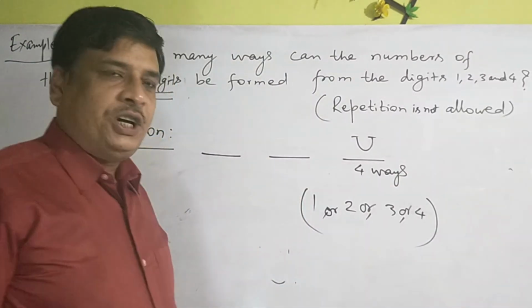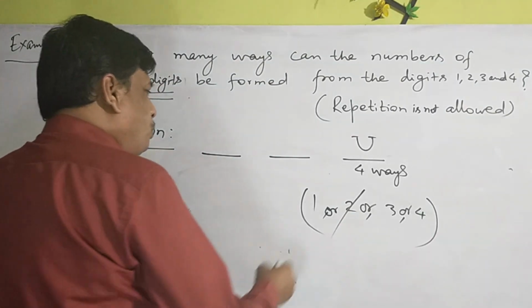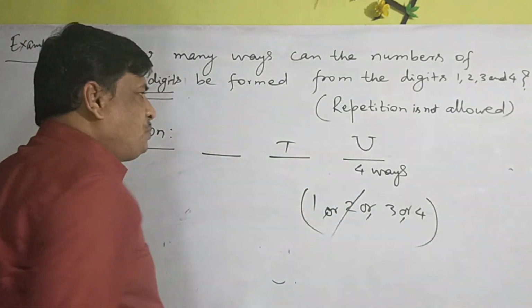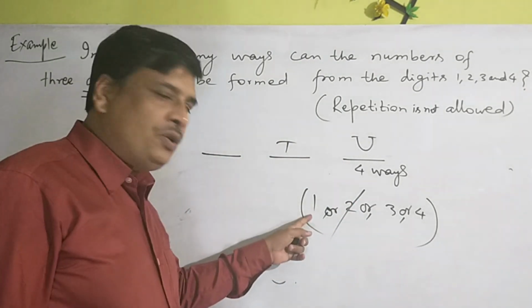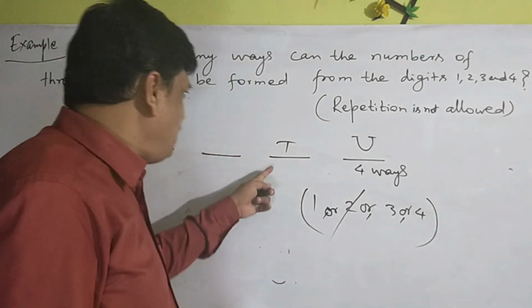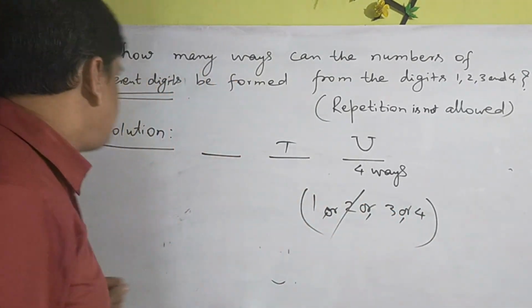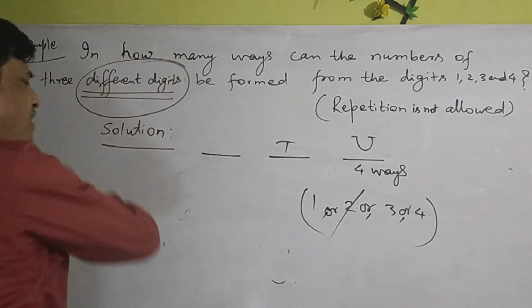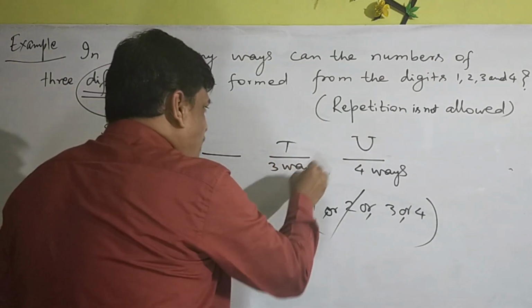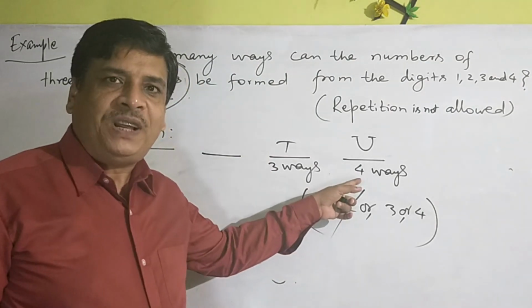Suppose we have filled up the unit place by the number 2. Then there remain only 3 digits for the tens place. If 2 is taken at the units place, then we are left with the digits 1, 3 and 4. So we can fill up the tens place by the digit 1 or 3 or 4. As the question says the numbers must have different digits, we have only 3 choices for the tens place for each choice of unit place.